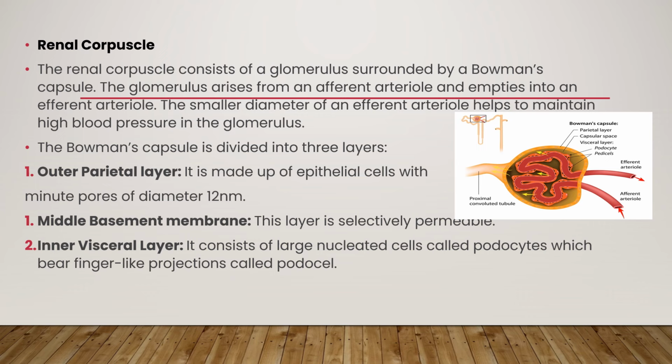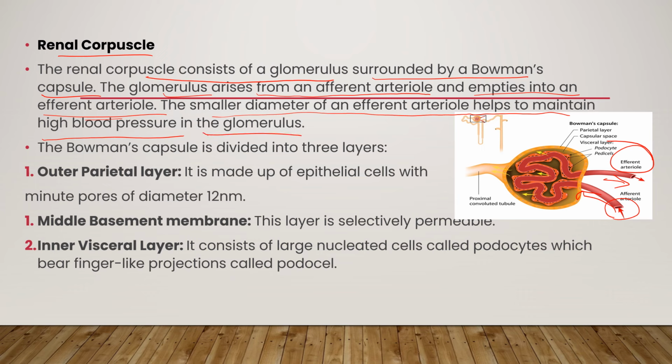Now here comes the renal corpuscle. The renal corpuscle, we all know, consists of the glomerulus surrounded by the Bowman's capsule. The glomerulus arises from an afferent arteriole and empties into an efferent arteriole. The smaller diameter of the efferent arteriole helps to maintain the high blood pressure in the glomerulus. So the afferent is thicker than the efferent. The efferent is much smaller in diameter than the afferent, so it helps in maintaining the pressure of blood in this glomerular region, right?